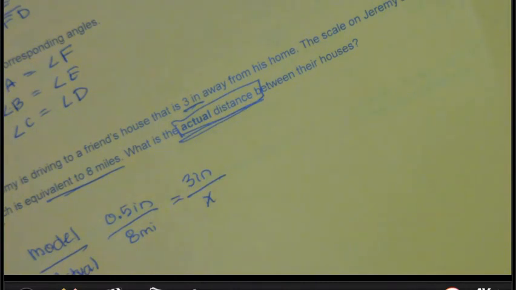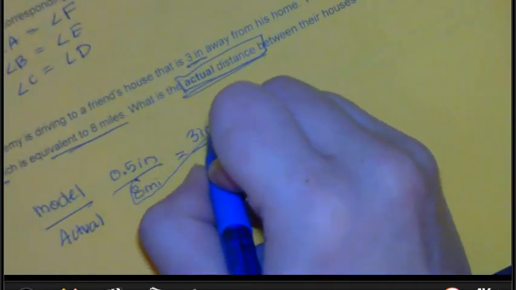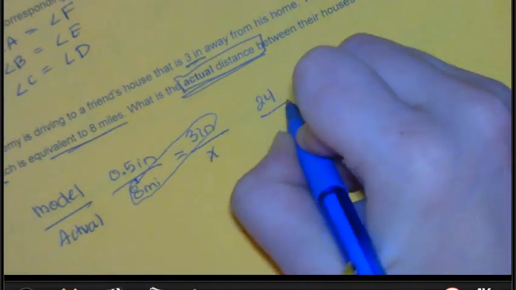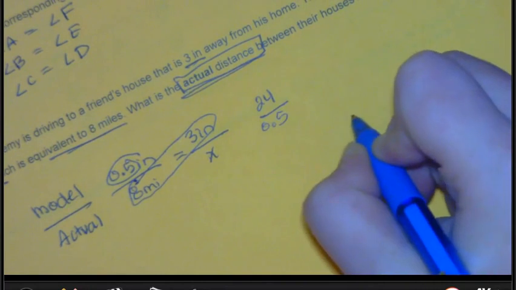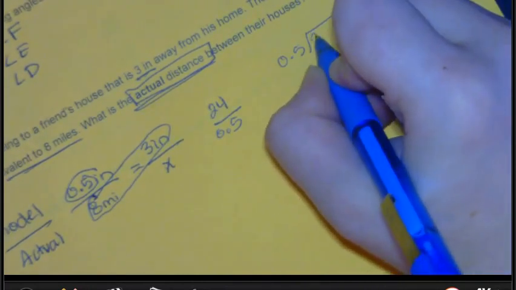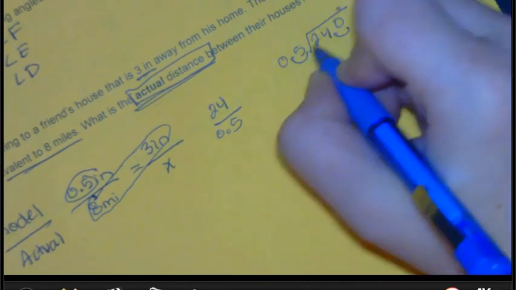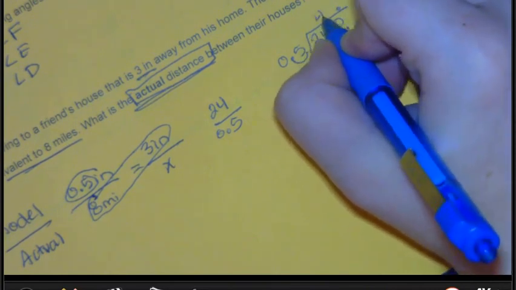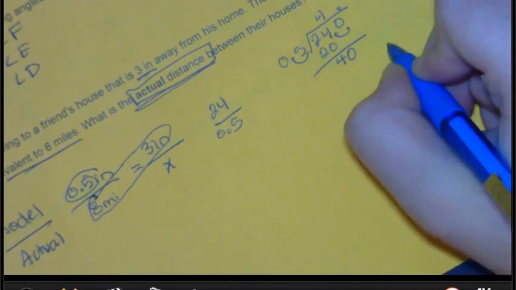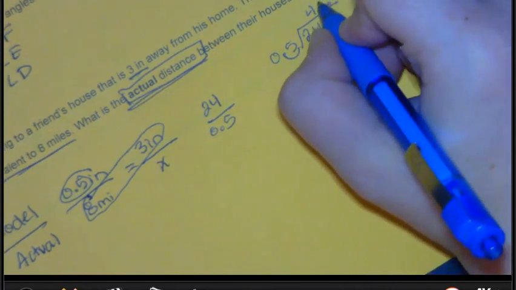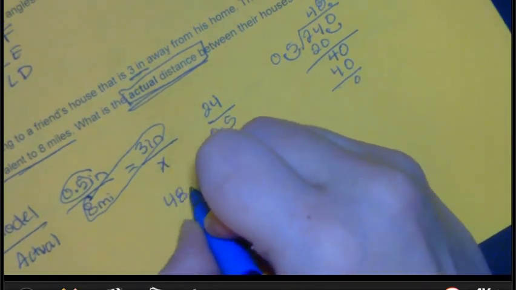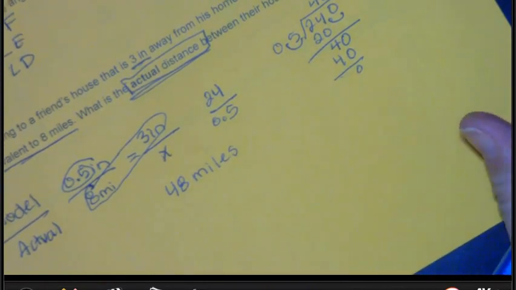So I can do multiple ways. I'm just going to keep using cross product because I do not know it off the top of my head. So I'm going to do 3 times 8, which I know is 24, and I'm going to divide it by 0.5. So 0.5 on the outside, 24 on the inside. Move my decimal over one spot, give me 0. Well, 5 cannot go into 2. It can go into 24 at least 4 times with 4 left over and bring down the 0. 5 can go into 40 8 times with nothing left over, giving me 48. So in real life, Jeremy's house is 48 miles away. Or Jeremy is 48 miles away from his friend's house.